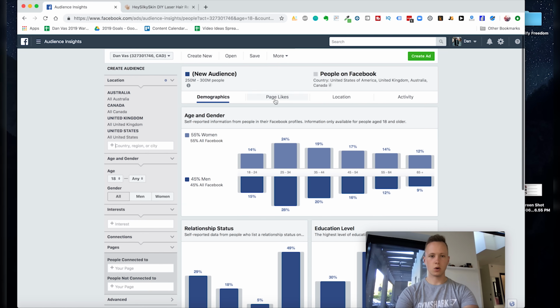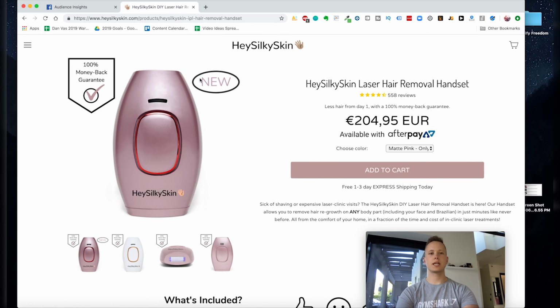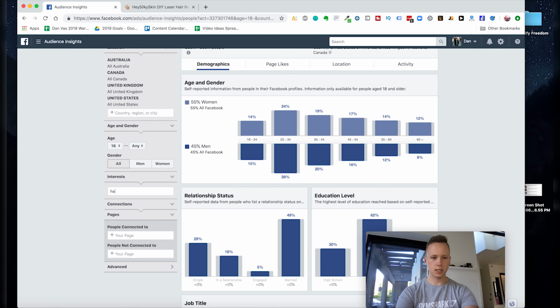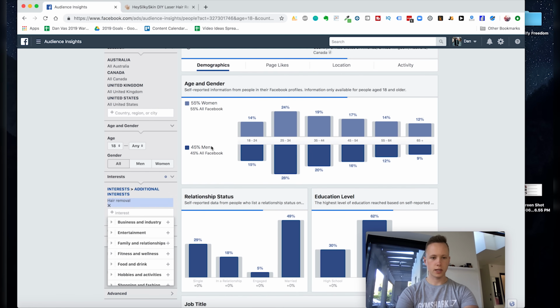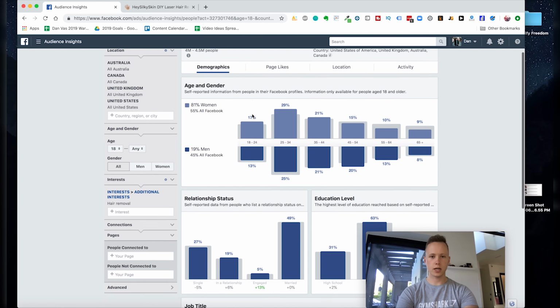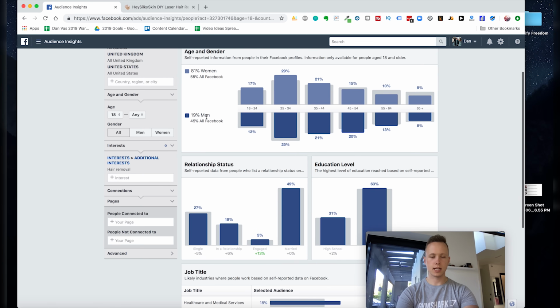And then we're going to go down here and think about the very first interest that people might possibly be interested in that would buy this product. So laser hair removal, obviously. So let's type that in. Laser hair removal. Okay, so sometimes it doesn't exist. Hair removal. All right, let's try that. So hair removal. There's 4 to 4.5 million people in the big four countries. And I was right to say that it was mostly women and then 19% men.